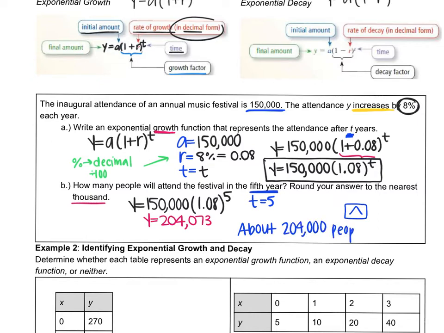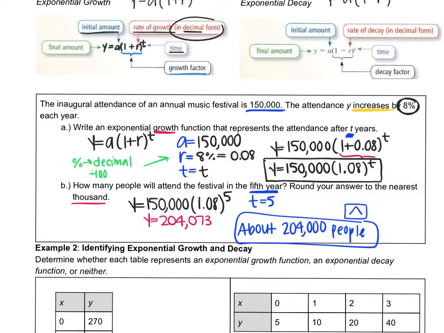I am going to be picky about labeling 204,000 people. I want to know, what are we talking about? Are we talking about people? Are we talking about money? Are we talking about years? I want you to label it. So make sure as you're doing these types of problems, you're labeling them so we know what we're actually answering.